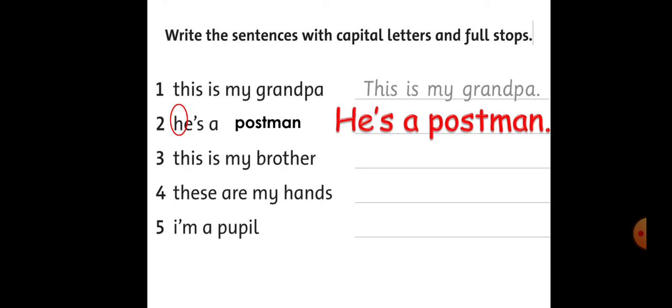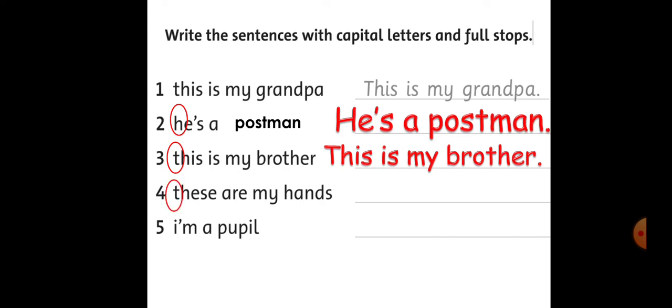Let's see number three. This is my brother. So, we circle the small T because we want to write it with a capital letter. So, this is my brother with a capital T and a full stop at the end of the sentence. Number four. These are my hands. So, we put a circle around the small T and we write it with a capital T. These are my hands, and a full stop at the end of the sentence.